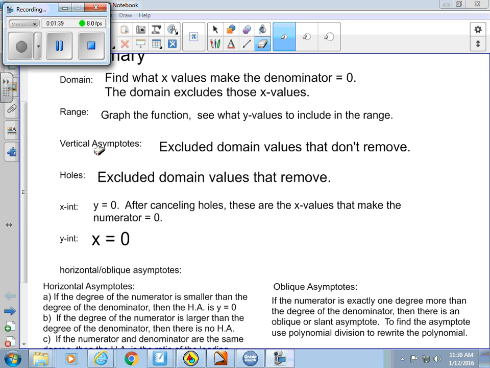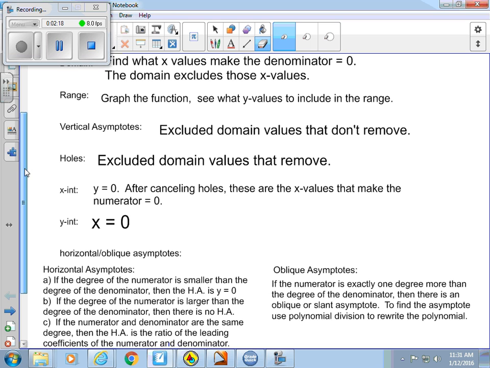Asymptotes happen when the factor that causes the domain issue does not cancel. You can't cancel it. It's called a non-removable discontinuity. It affects the graph at more than just that one spot. A hole only affects the graph at that one spot, and that's because otherwise, anywhere else, you could just divide it out. Like we had x minus 3 over x minus 3. For all practical purposes, everywhere except at 3, that's just the value 1. So holes are called removable discontinuities. They're the excluded domain values that remove.